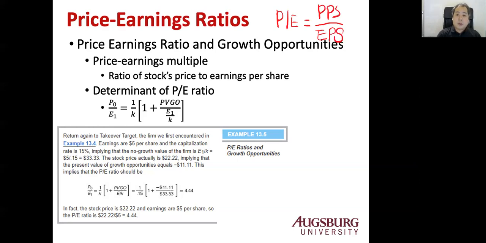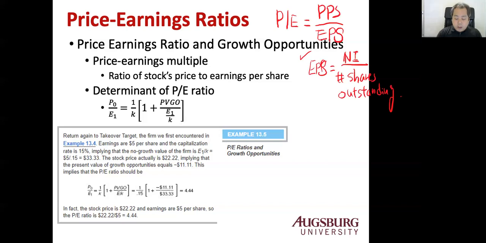Price per share is simply the market price of the stock per one share, and the earnings per share equals the net income divided by the number of shares outstanding. Okay, so that's the EPS. So really the multiples compare the current price of the stock relative to the current earnings, the accounting earnings actually. So what determines the PE ratio?